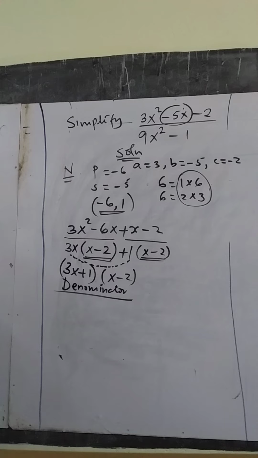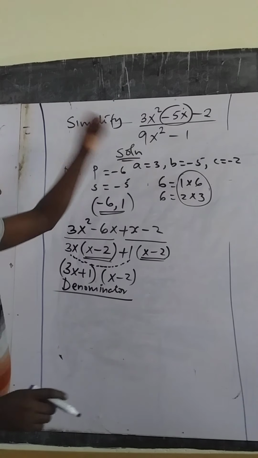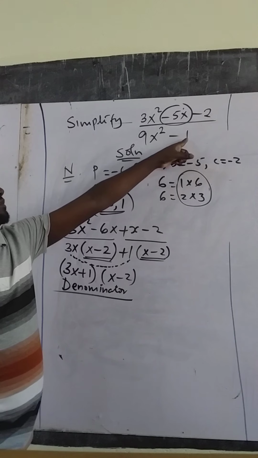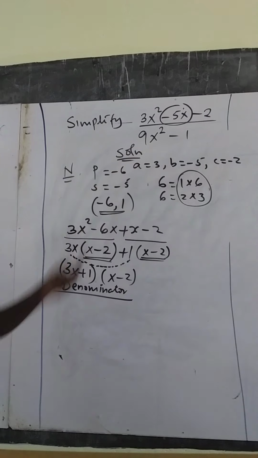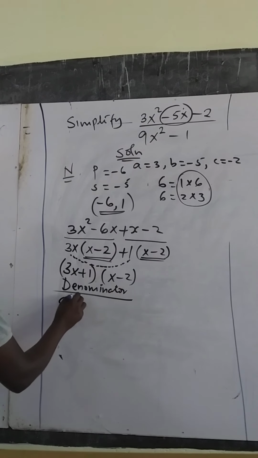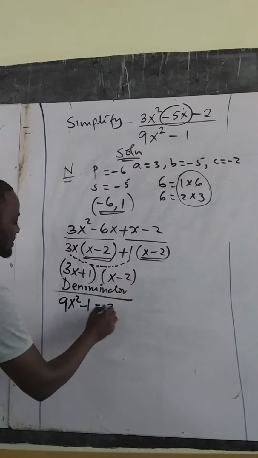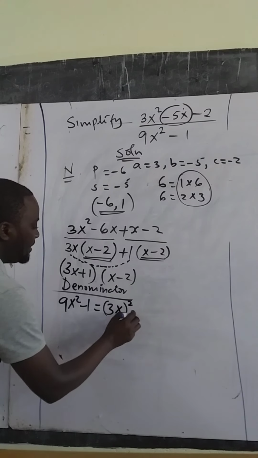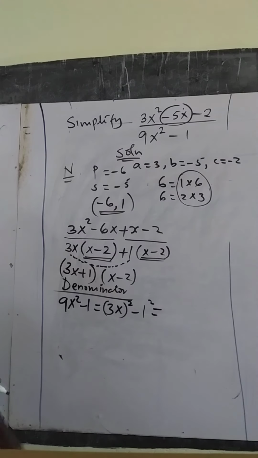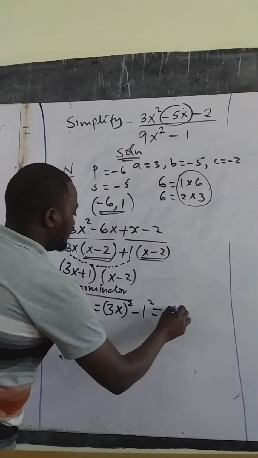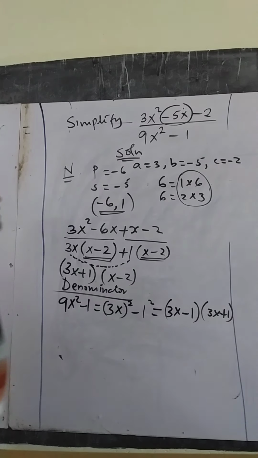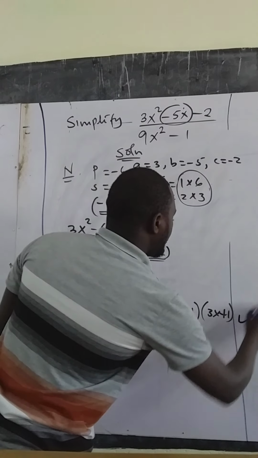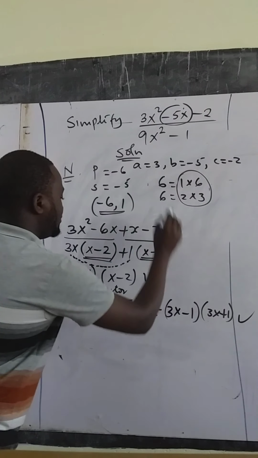From the denominator, the concept being tested here is the difference of two squares. The square root of 9x squared is 3x, and the square root of 1 is 1. That means 9x squared minus 1 is equivalent to (3x) squared minus 1 squared, the difference of two squares, which is equivalent to 3x minus 1 times 3x plus 1. This is the solution for the denominator, and this is the solution for the numerator.